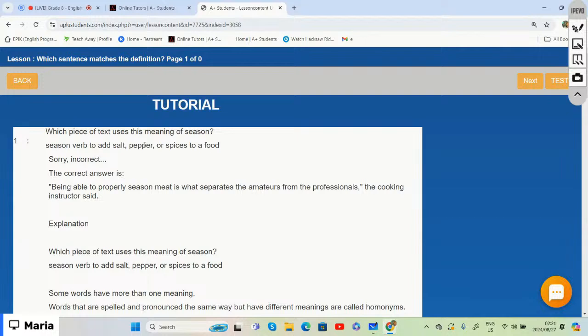And if we look at the sentence, it says, being able to properly season meat is what separates the amateurs from the professionals, the cooking instructor said. So if we look at that word season, is it to do with summer, autumn, winter, spring? Or is season to do with adding your spices, your salts, your peppers?